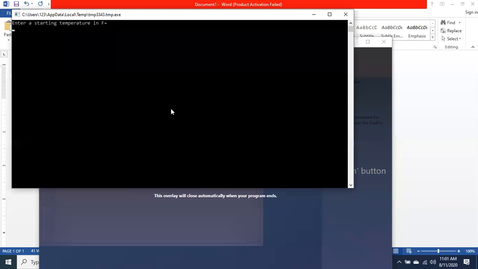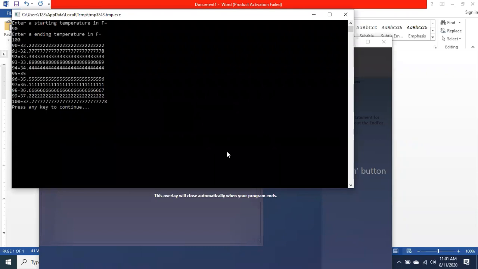Let's suppose I give 90, then 100. Starting temperature 90, ending 100. See, 90 Fahrenheit is equal to 32.22, 91 is 32.77, 92 is 33.33, and so on up to 100. For each of the temperatures from 90 to 100, we have printed the answers in Celsius.